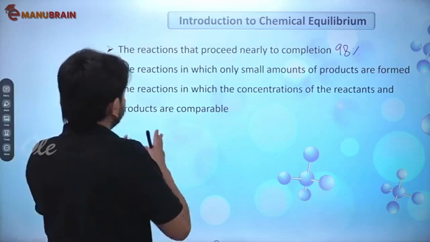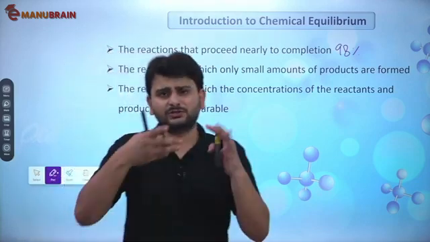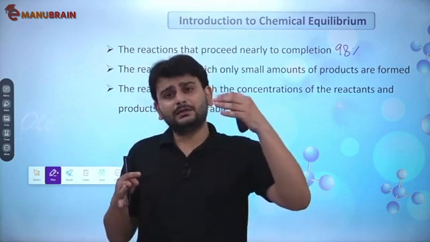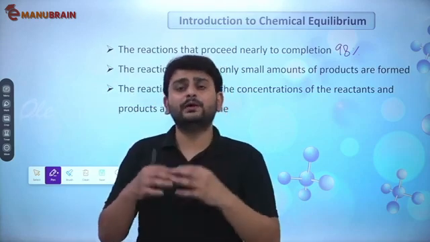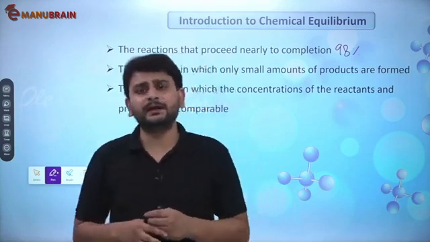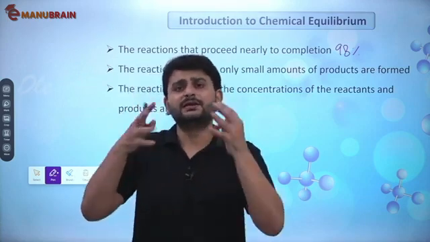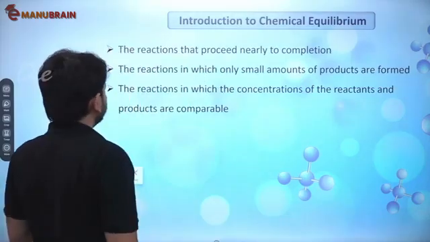Then there is a third type of reaction in which the concentrations of the reactants and the products are comparable, so they stop somewhere in between. That means the tendency to go backward and the tendency to go forward are almost the same. It attains that equilibrium somewhere in the middle, when the concentrations of the original reactants and the products become comparable. I hope you understood this, guys. I'll move on.